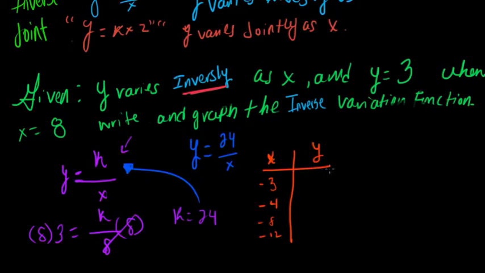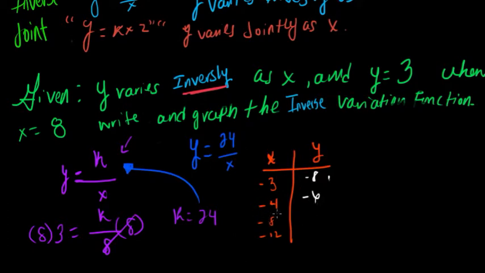Okay, when x is equal to -3, what is y equal to? Well, if we look here, y is equal to 24 divided by -3, because x will be -3, right? So this will be y is equal to -8. Let me write smaller here. y is equal to -8. Now let's see what happens when x is equal to -4. So this is 24 divided by -4, which will give you a -6.